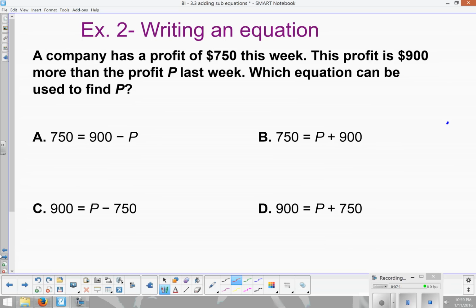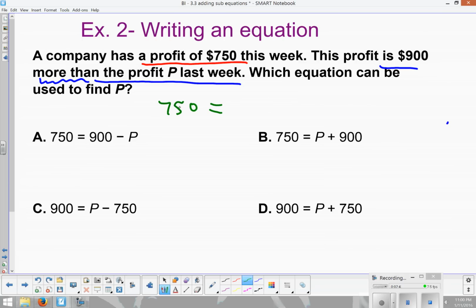A company has a profit of $750 this week. So what I like to do is I like to underline what I know, $750 this week. And it says here, this profit is 900, here's that word again, more than the profit P last week. So we need to write an equation. So we know that we're going to have an equal sign for an equation. There we go. We know that in one of the weeks it was 750. So we'll go ahead and put 750.